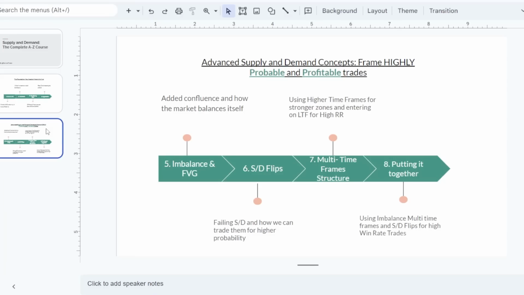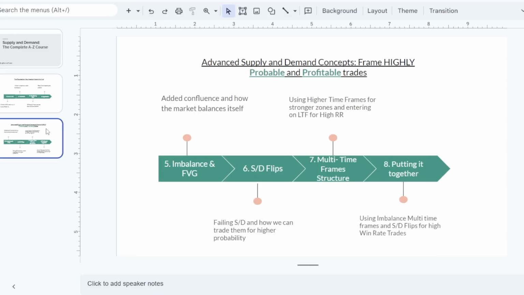in detail. Then we're going to go into supply and demand flips. Now, supply and demand flips are very important and they are a game changer, so you need to watch this part as well. Failing supply and demand give you a really high probability of a good trade.